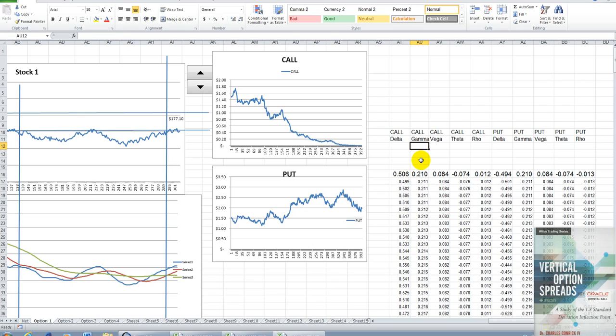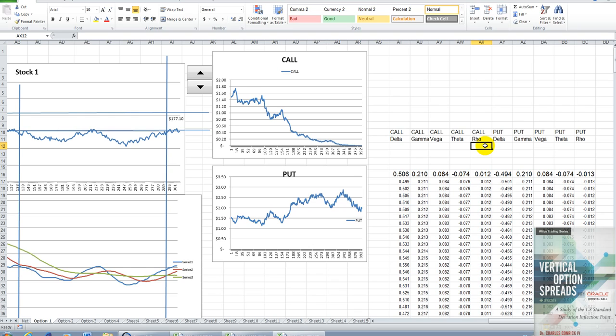The gamma is the speed of the delta. What that means is, what's the rate of change of the delta given the speed of the movement of the stock price? So gamma is how fast the delta moves. Vega is the volatility: how fast does the option price change given a change in volatility? Theta is how fast does the asset price change given the passage of time. And finally, the rho is how fast does the option price change given a change in the interest rate.